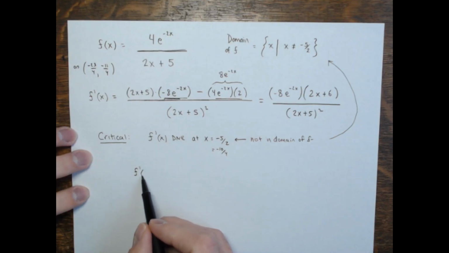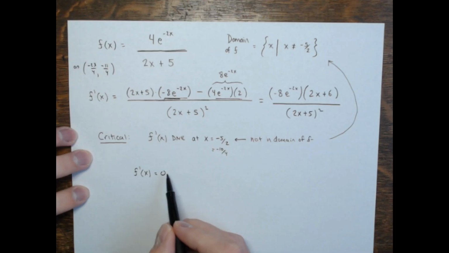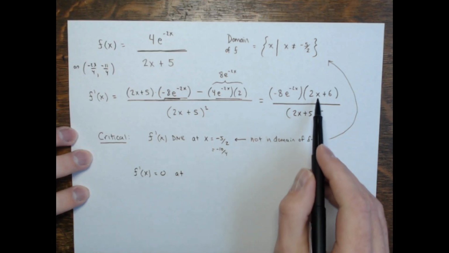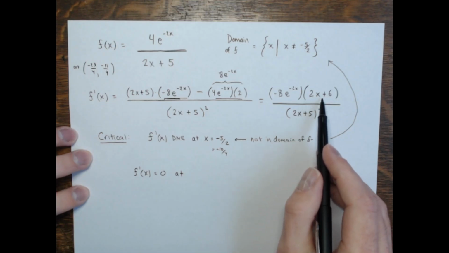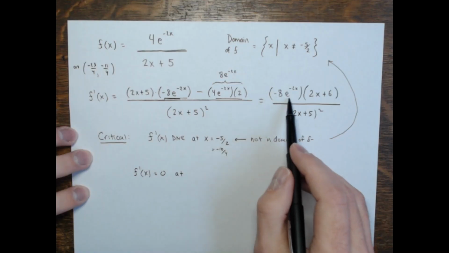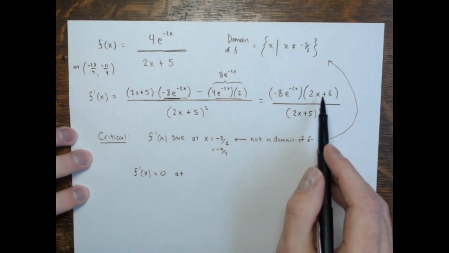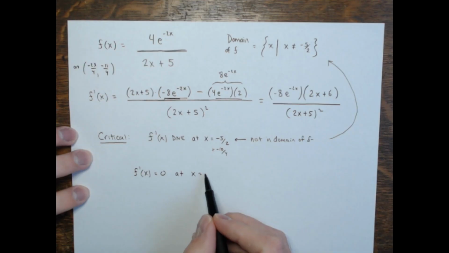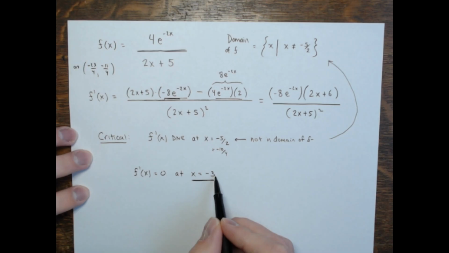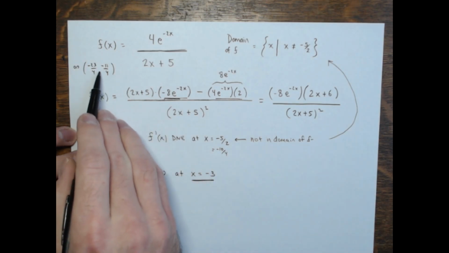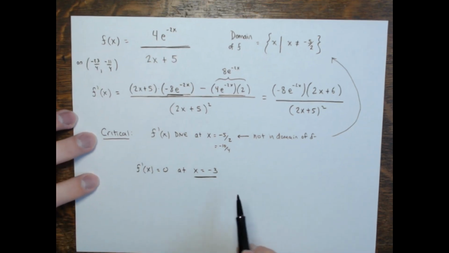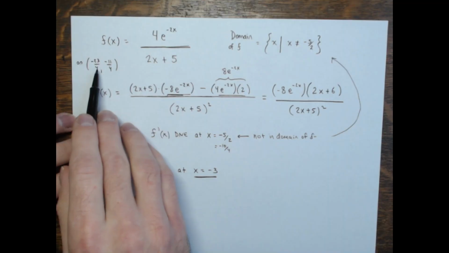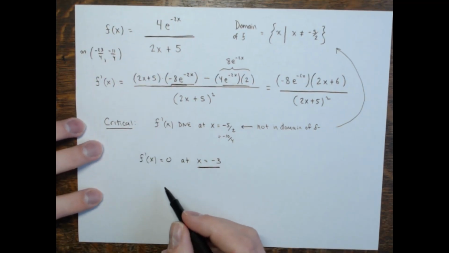Now the derivative will be 0 when the numerator is 0 here, and that'll be at negative 3. The 2x plus 6 factor gives that away. This exponential will never be 0, but the 2x plus 6 will be 0 when x equals negative 3. And this, negative 12 fourths, is in this interval. So there's only one critical value in this interval.